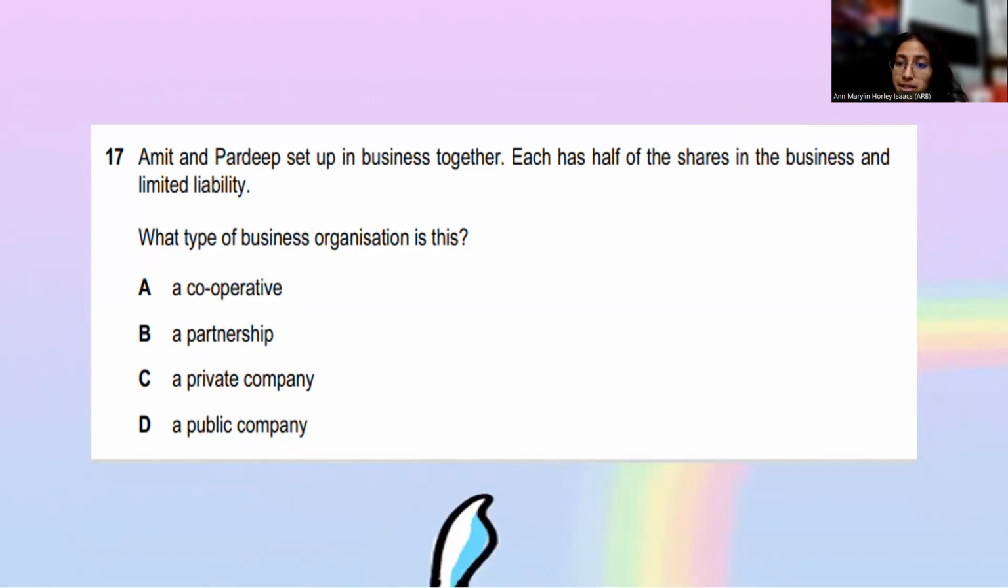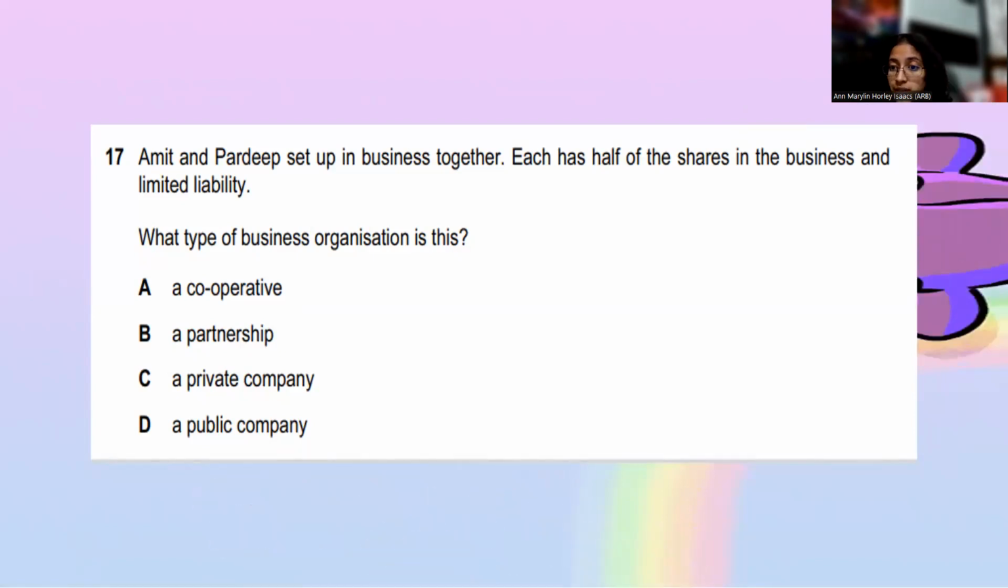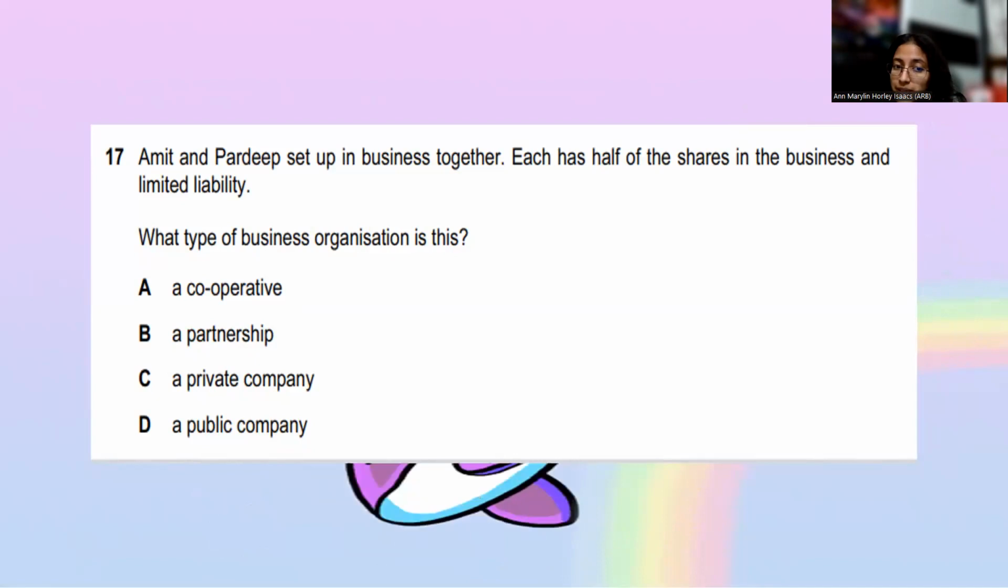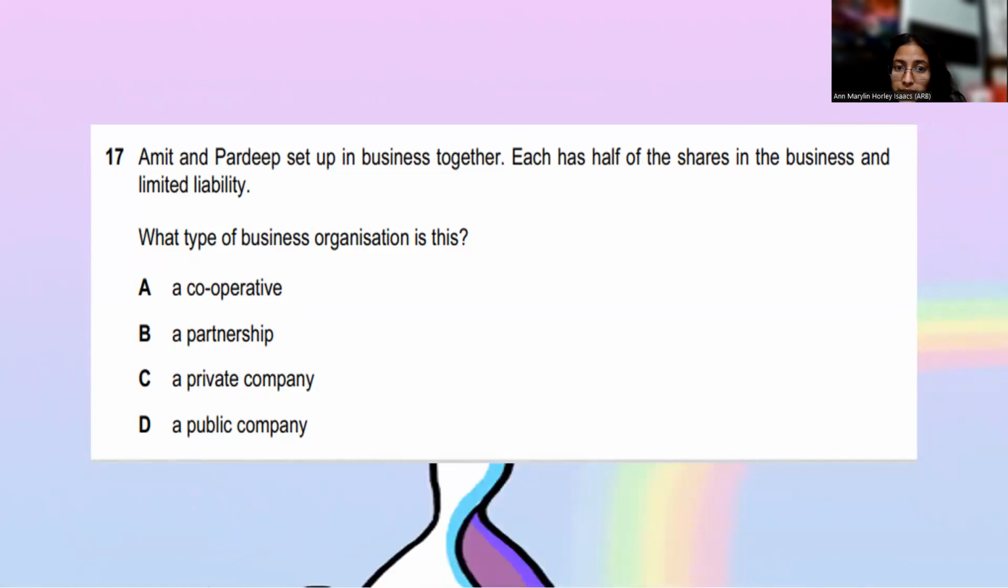This looks like a partnership. It is not. Why do we know it is not? Because if you look at the second sentence, we're talking about shares. We're talking about limited liability. So the moment you talk about shares, it can either be public or private. Fortunately, they did not say anything about a public limited company.